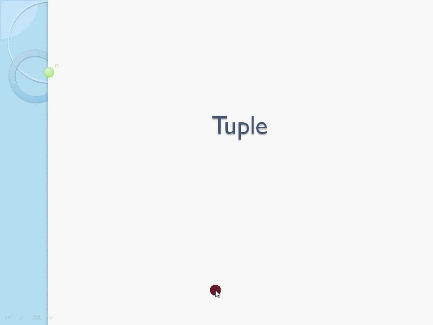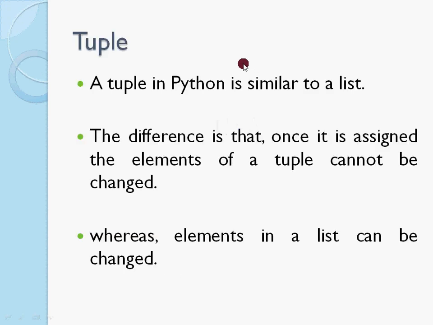The next topic that we are going to discuss is a sequence type, say tuple. Tuple in Python is also similar to a list. The difference is lists are changeable, that is they are mutable, whereas tuples are immutable. That is, the elements in the tuples, once assigned, cannot be changed, whereas the elements in the lists can be changed.